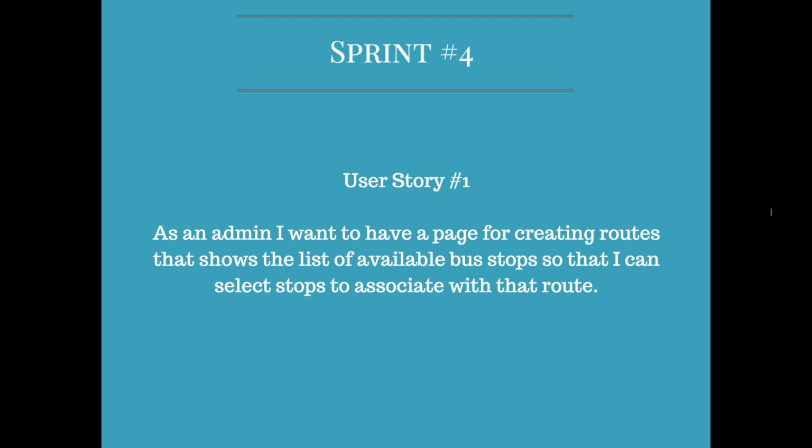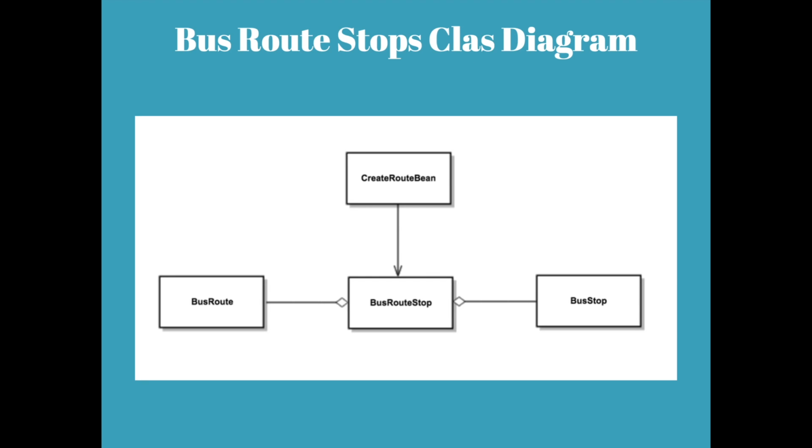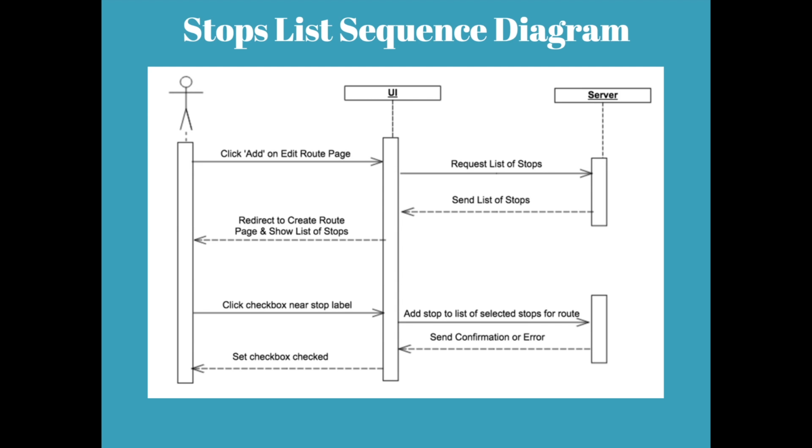For Sprint 4, my user story was: as an admin, I want to have a page for creating routes that shows the list of available bus stops so that I can select stops to associate with that route. Now this used the create route bean, which called upon bus route stops, which is made of a bus route and bus stops. Here is the sequence diagram.